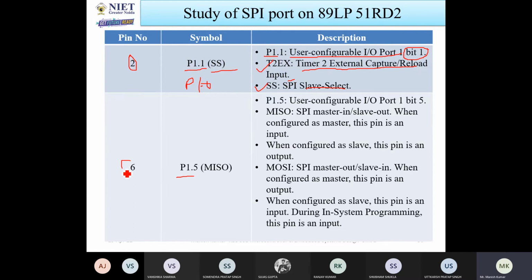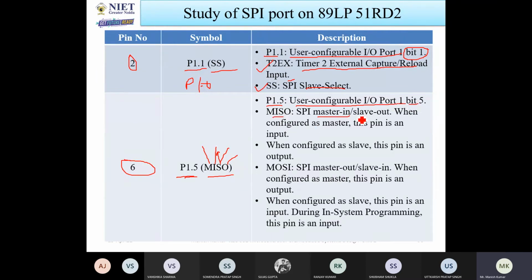So now next is pin number 6. The pin number 6 is P1.5, that is called MISO. So the name suggests MISO means master in, slave out. So you can remember like that. If the MISO pin is there, then it will work as a master in, slave out. Okay. So P1.5, it is also user configurable input output, port 1, bit 5.